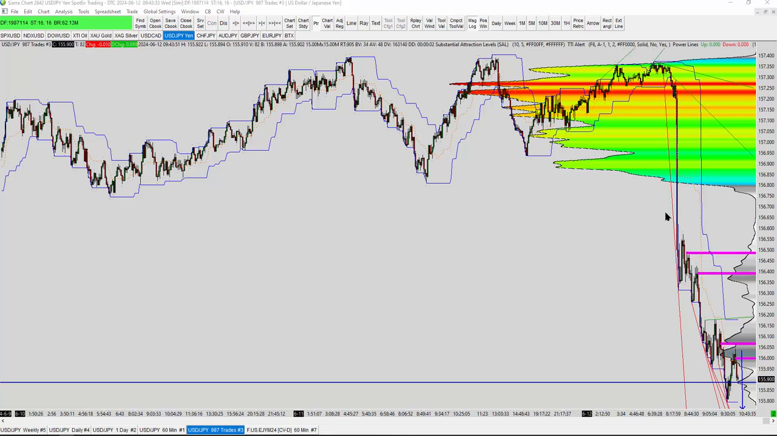Now, you noticed how through the top-down analysis, right?